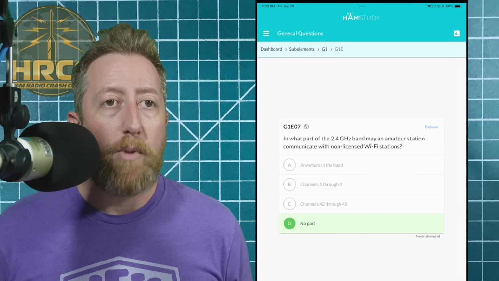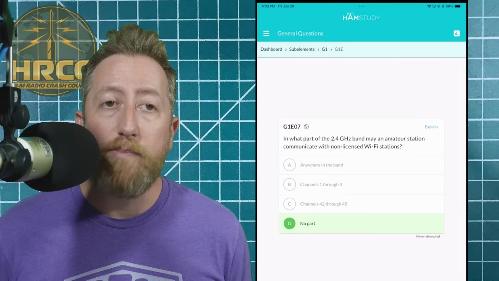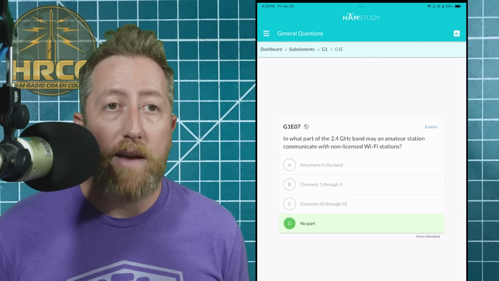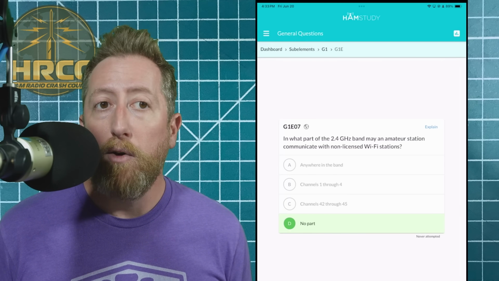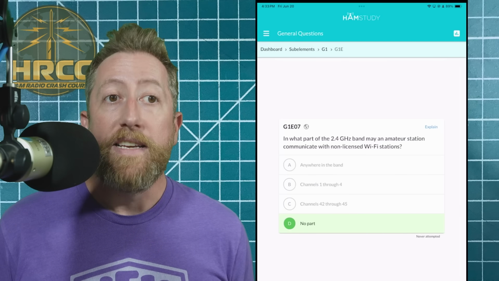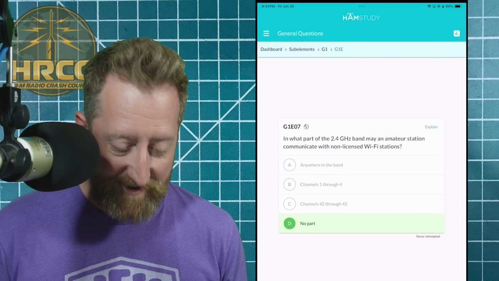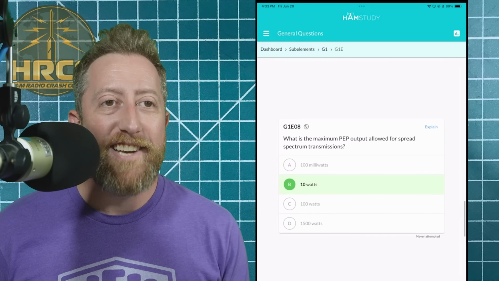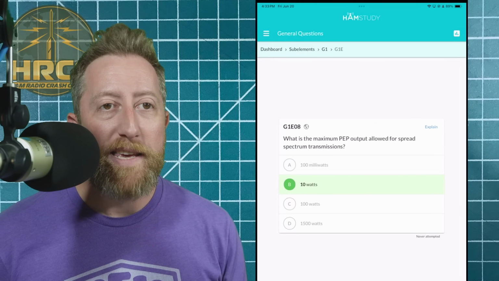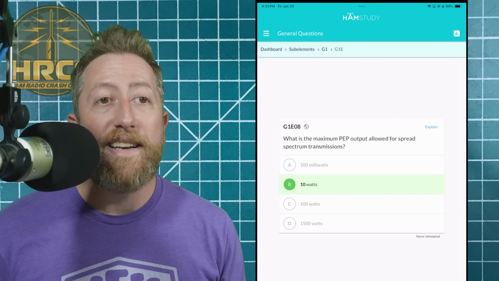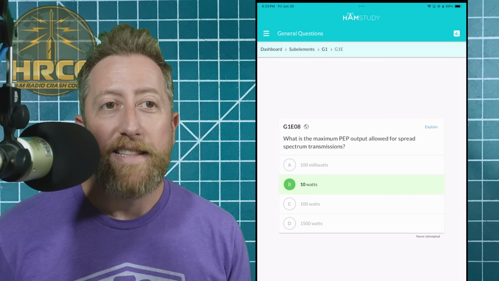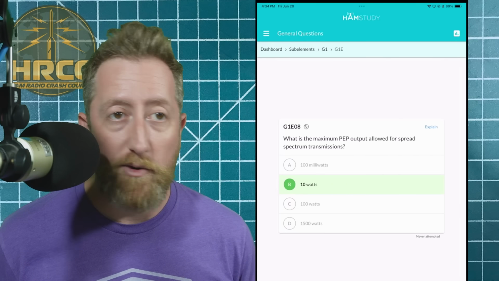Question 7. In which part of the 2.4 gigahertz band may an amateur station communicate with non-licensed Wi-Fi stations? D. No part. None at all. You're not talking to Wi-Fi. Question 8. What is the maximum PEP output allowed for spread spectrum communications? Limited to 10 watts. Only 10.